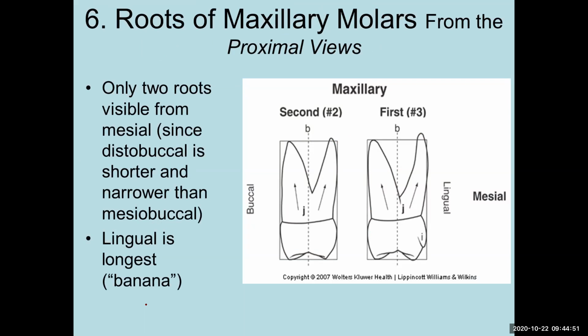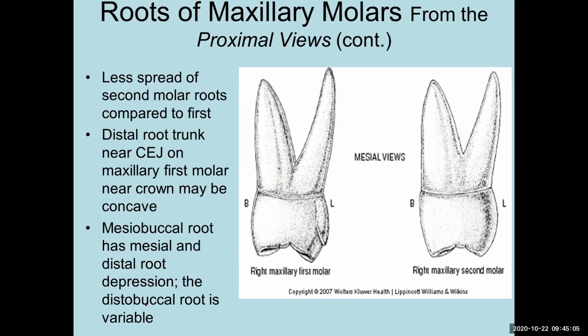Only 2 roots are visible from the mesial. The lingual root is the longest, and it looks like a banana. The palatal root. There's less spread of the maxillary roots on the second molar than it is on the first. The distal root trunk near the CEJ on the maxillary first molar is near the crown and may be concave. That's just extra information. The mesial buccal root has a mesial and distal depression. The distobuccal root is variable.